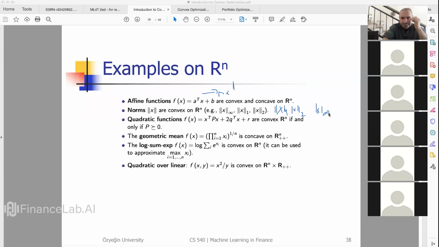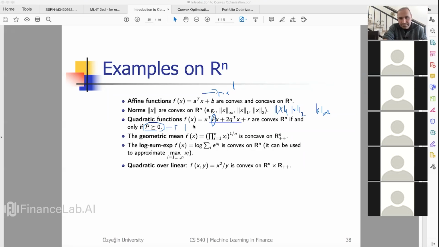On Rn, quadratic functions such as x transpose P x plus 2 q transpose x plus r are a further example. The quadratic expression comes from x transpose P x. This is convex if and only if P is positive semi-definite. So if P is positive semi-definite, this expression is convex, and if this expression is convex, P is positive semi-definite.